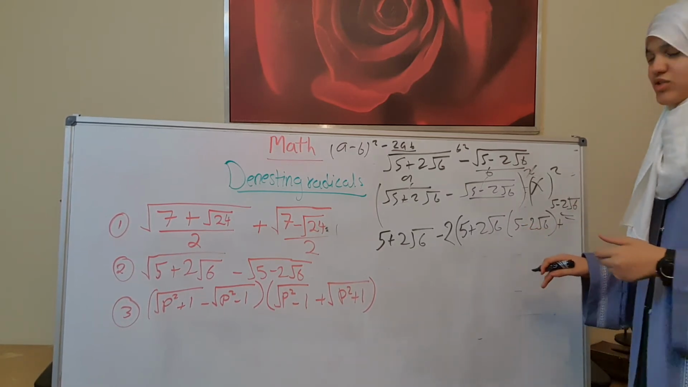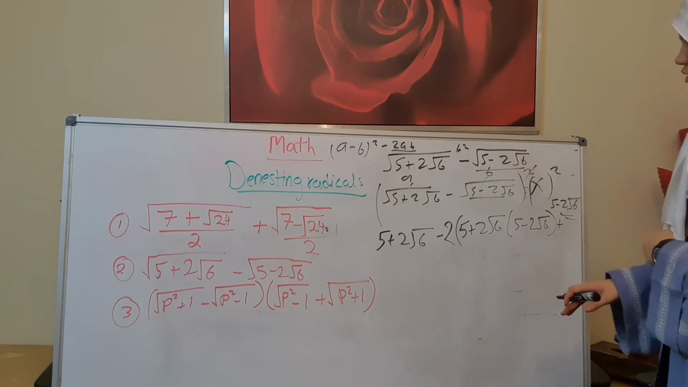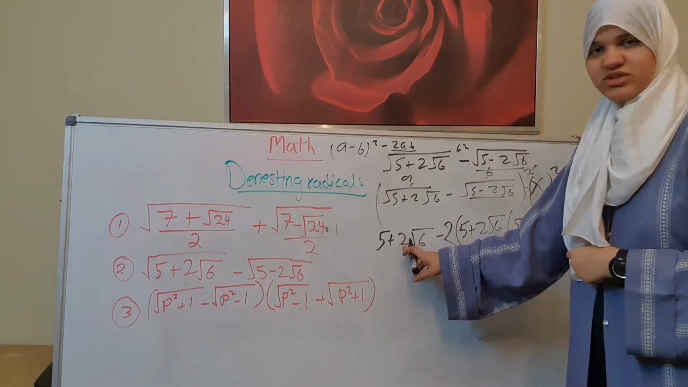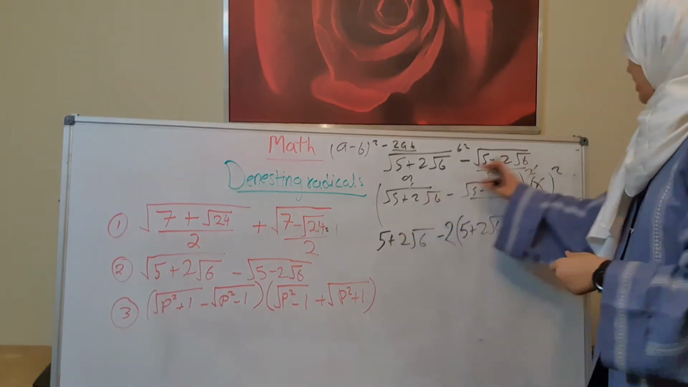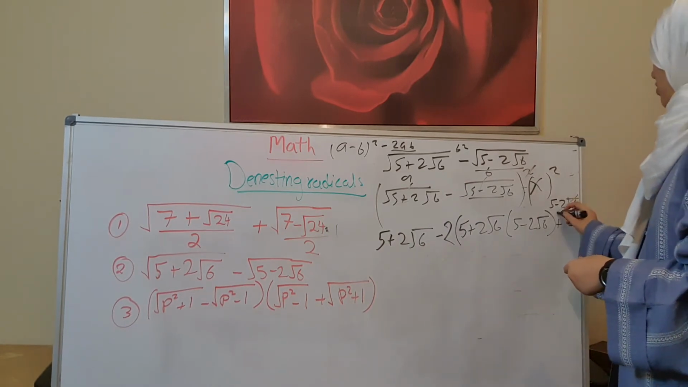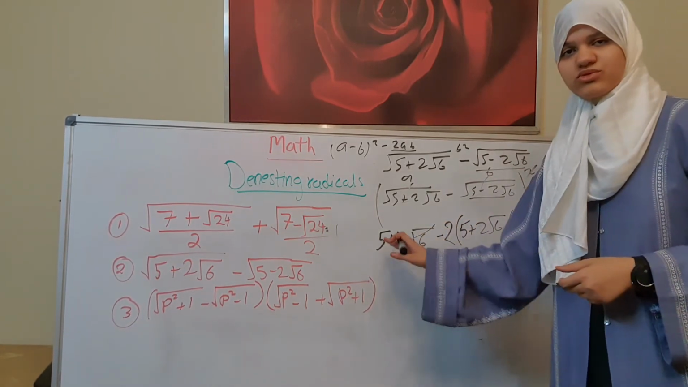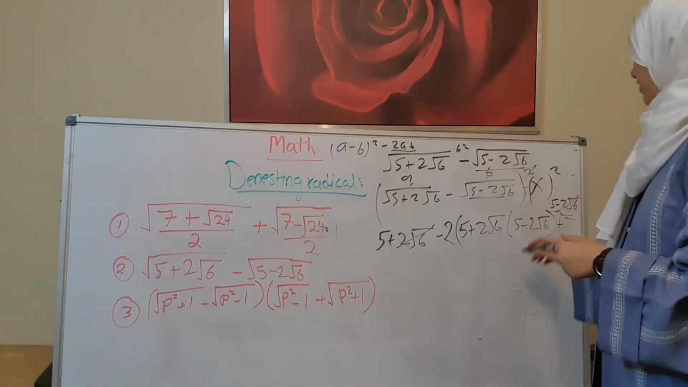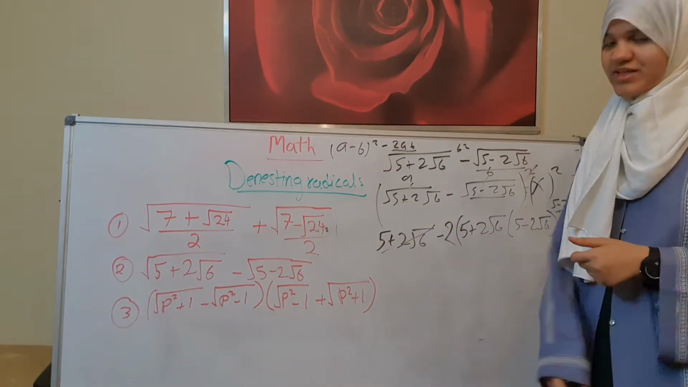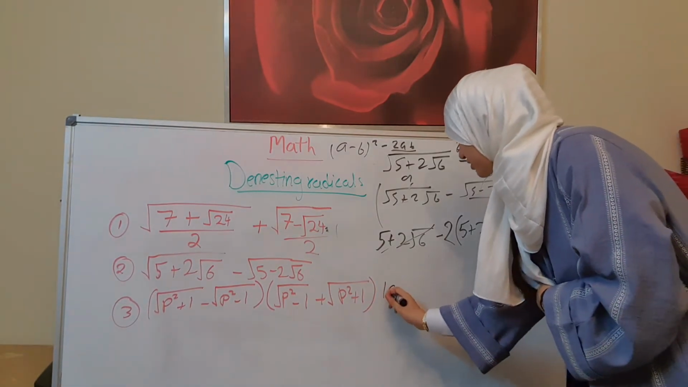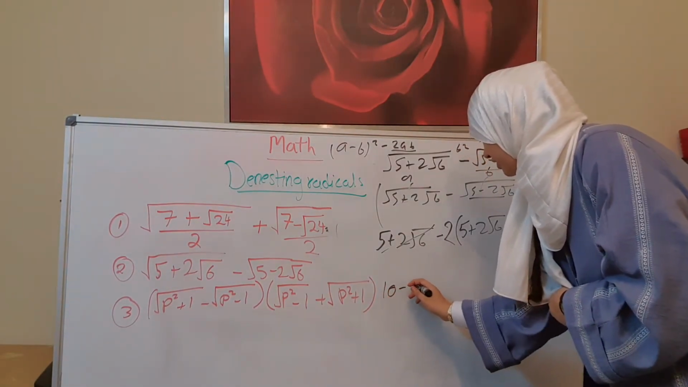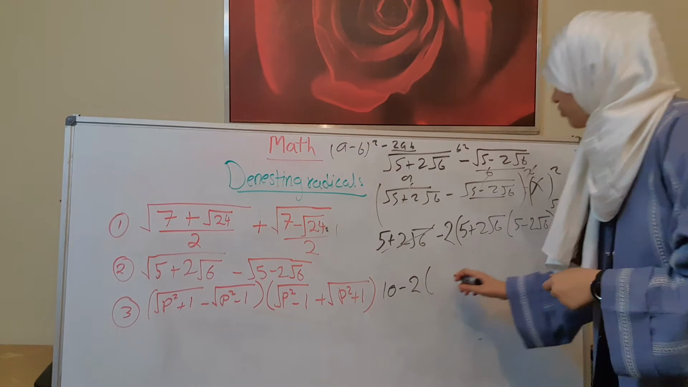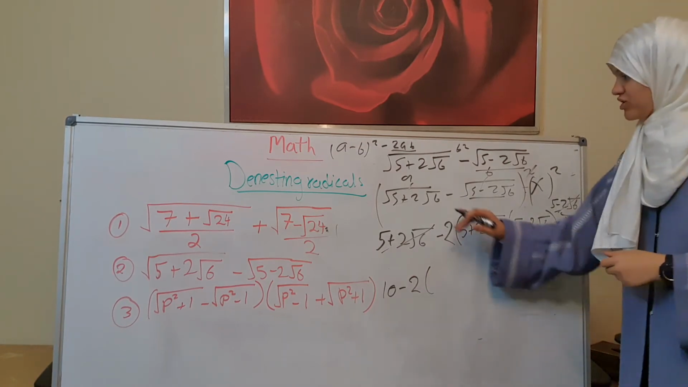Okay? So now if you can see, here we know that 2 radical 6 is positive, and here what we have is negative. So we'll cut 2 radical 6 by 2 radical 6. After that, what's left? 5, and here 5. 5 plus 5 is 10. So that means what? 10 minus 2. Here we want to multiply the both radicals together.